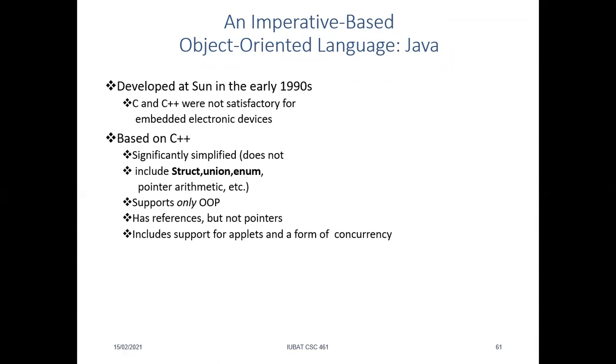Okay, so as C++ had all the updated features, it had the advantage of C, it had the advantage of object-oriented programming. Okay, so Java was also developed on C++. So it was significantly simplified. Okay, so it does not have structure, union, enum, pointer arithmetic, and so on. Then it only supports object-oriented programming features. It has references, but we don't use pointers in Java. It includes support for applets, and it has concurrency and so on.